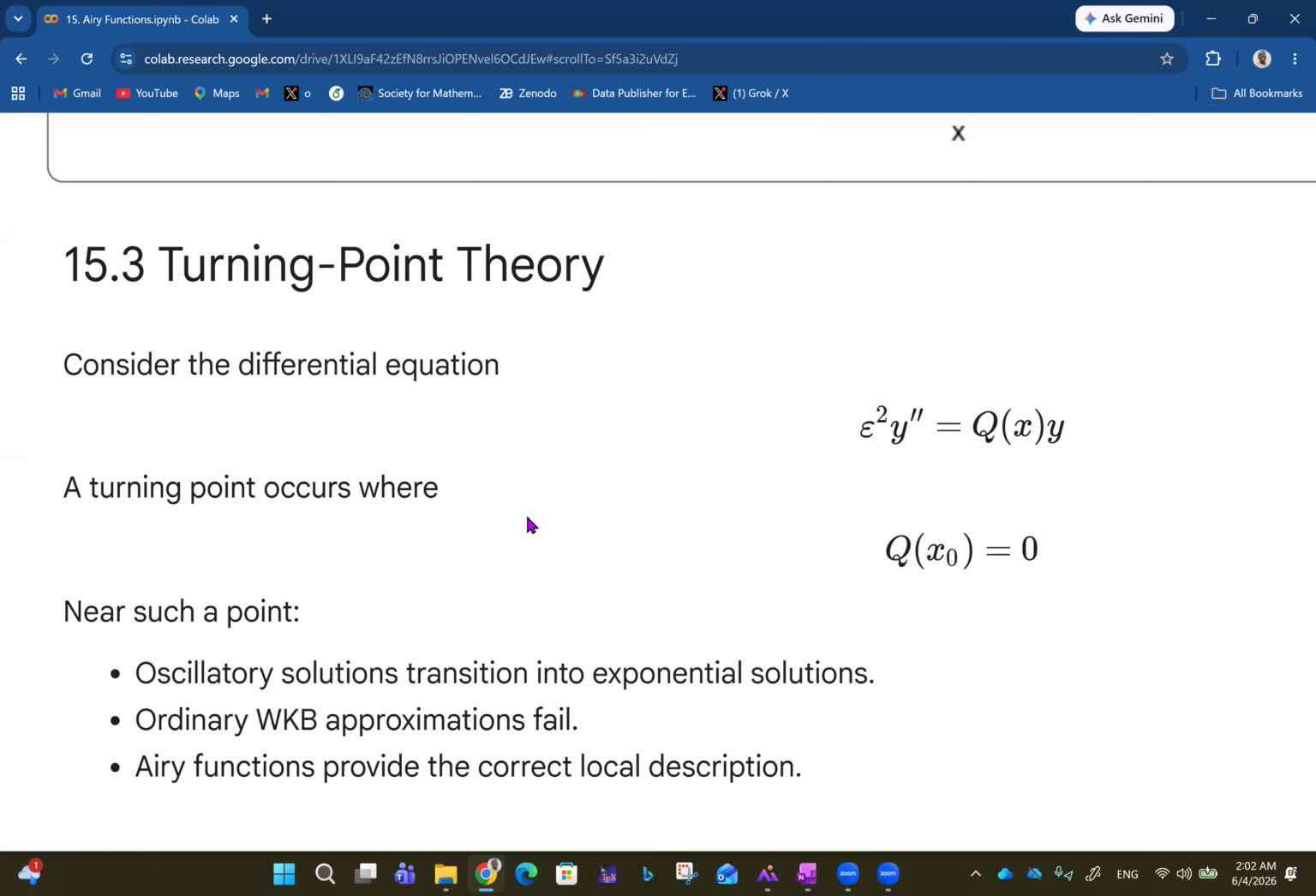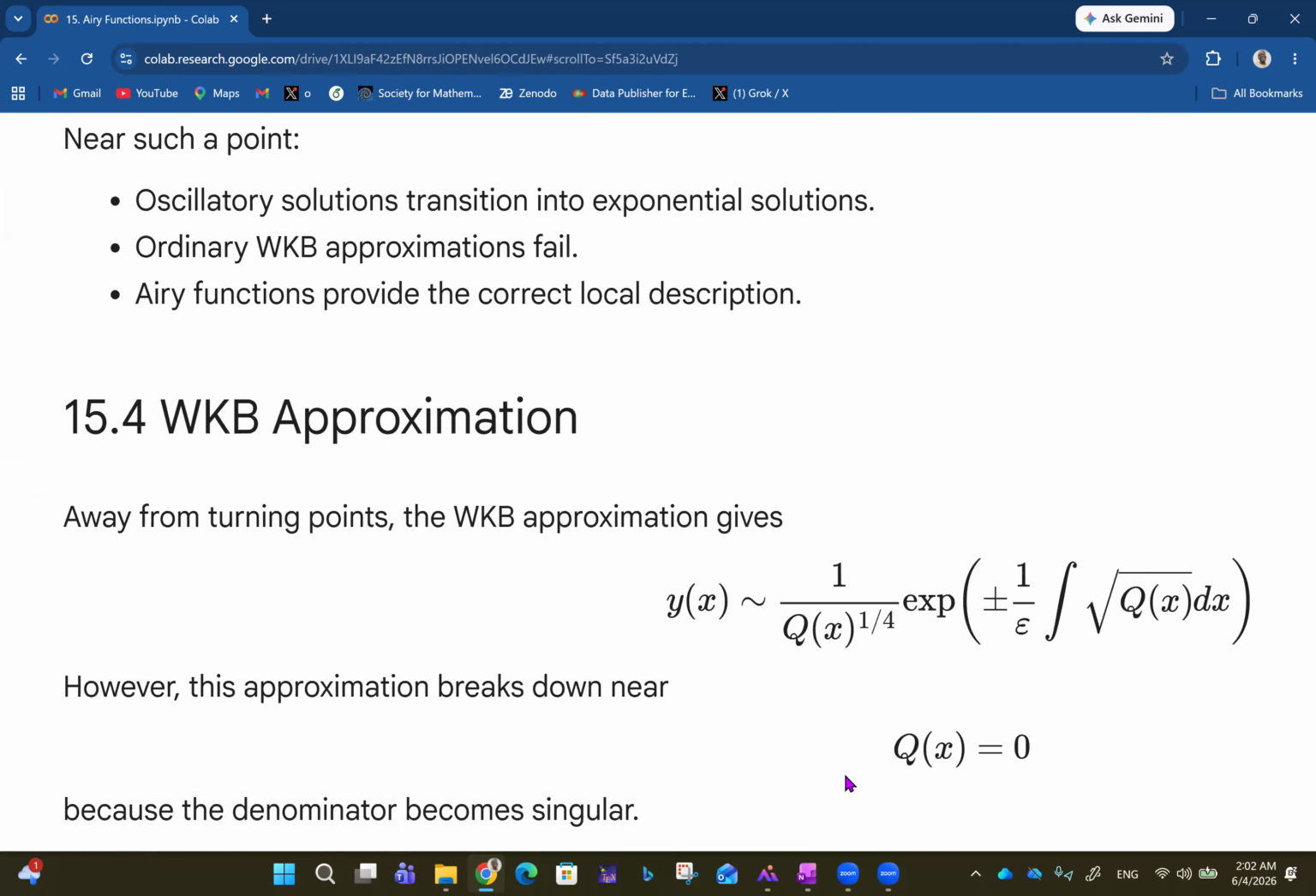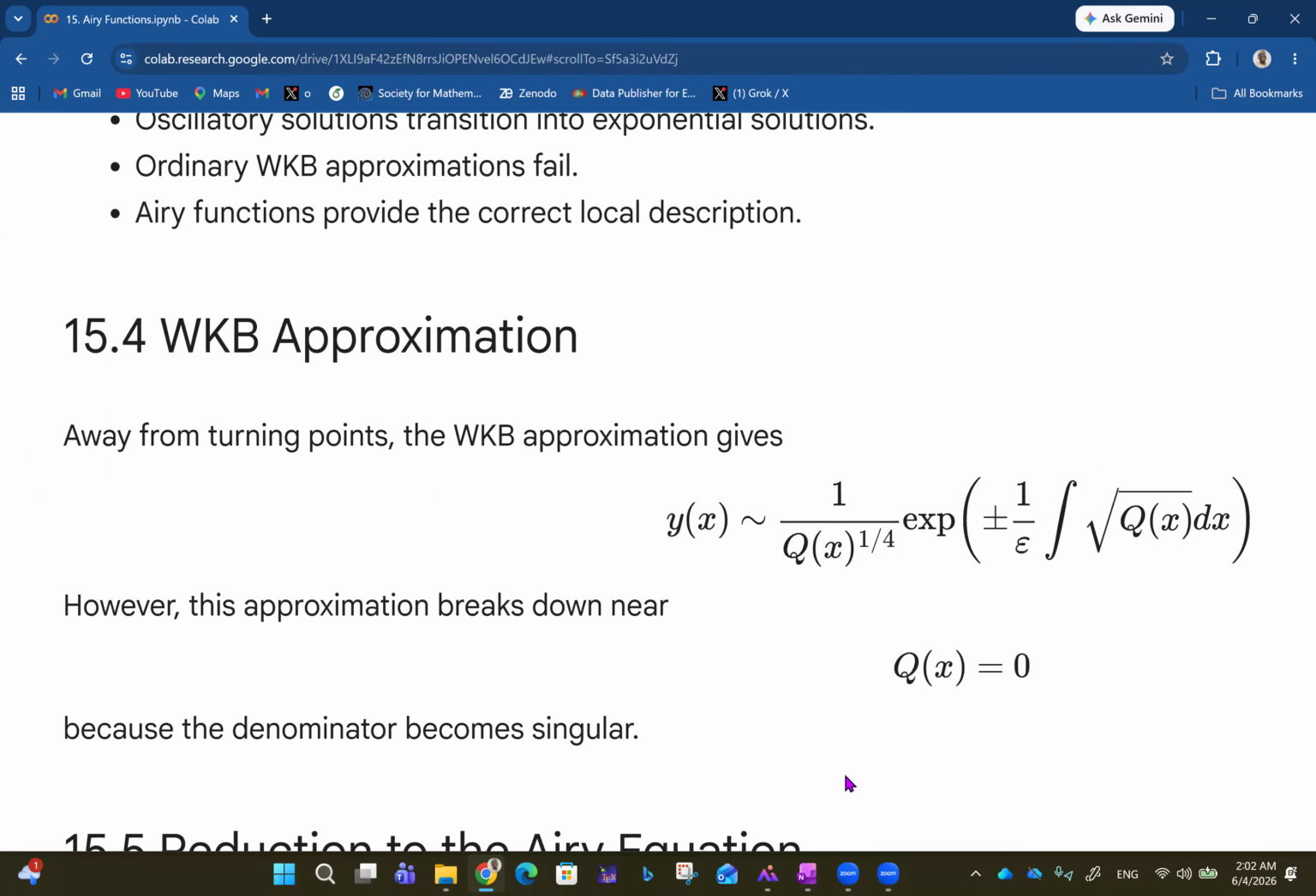So we know that a turning point occurs where q of x naught is equal to 0. Near such a point, oscillatory solutions transition into exponential solutions. So when you cross this, ordinary WKB approximations will fail here, and Airy functions provide the correct local description in that regard. So you can see they have a lot of resemblance.